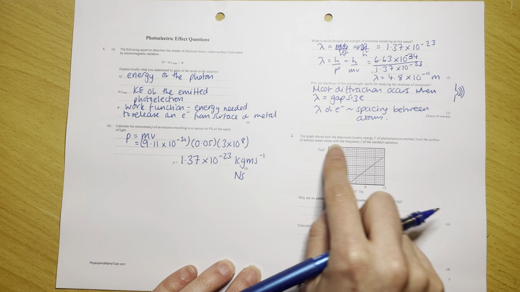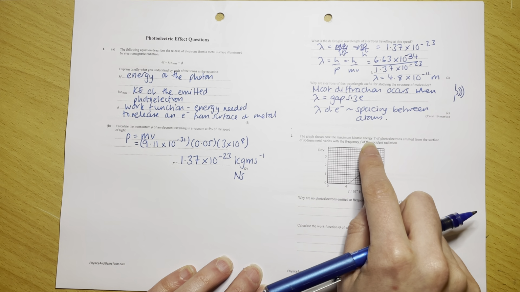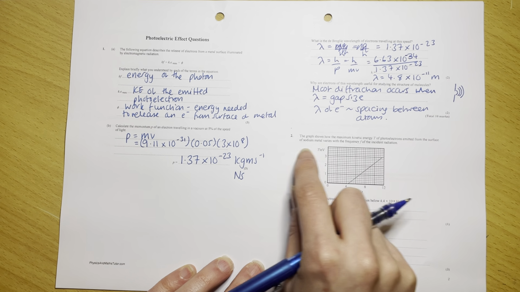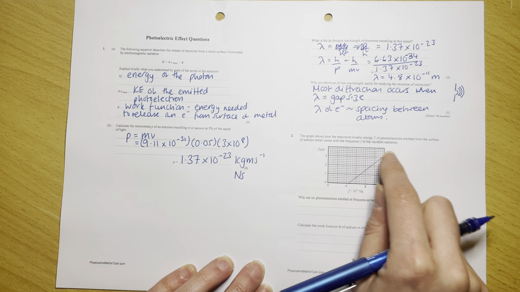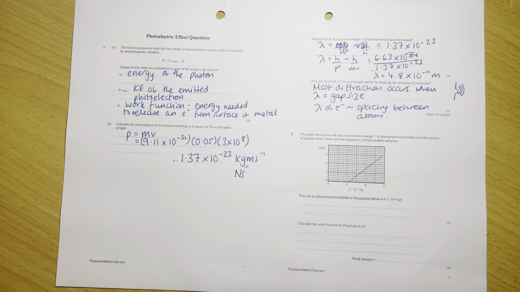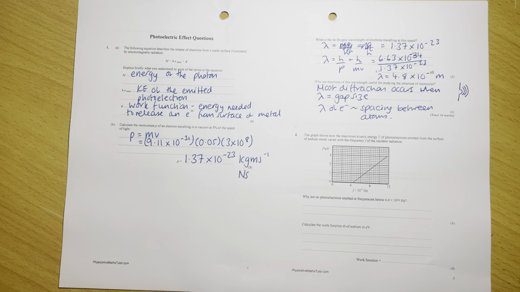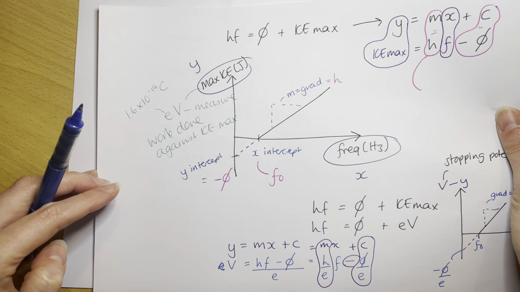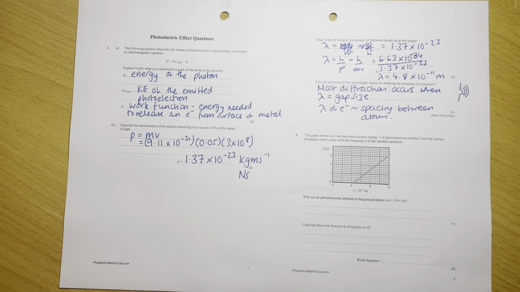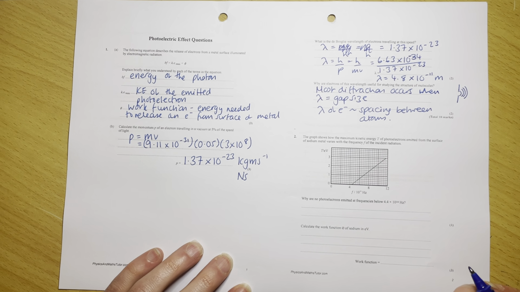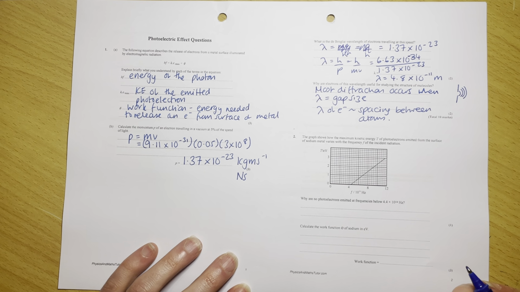Okay, so the graph shows how the maximum KE, T, and they've called it T for some reason, of photoelectrons emitted from the surface of sodium metal varies with the frequency f of the incident radiation. If you were watching my previous video, you'll notice this looks very similar, if not the same, to this graph here. So we might use that in a moment. So firstly, why are no photoelectrons emitted at frequencies below 4.4 times 10 to the 14 hertz?